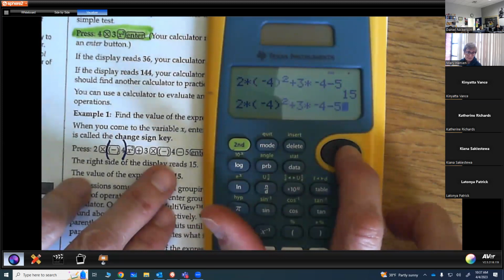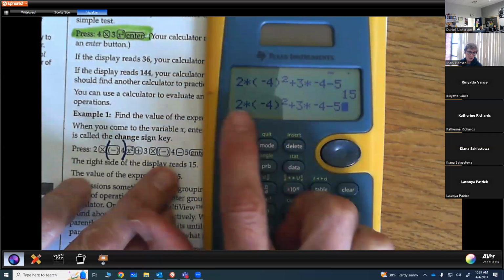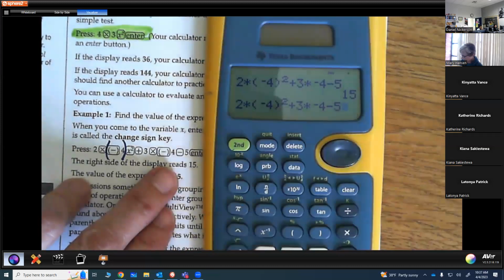Without the parentheses, it's -49. And I'll explain why you're getting a different answer in just a minute, okay? Everybody can get 15, and then we'll talk about the specifics. So if you're satisfied you have everything that looks just like mine, then you can press enter and you should get 15.